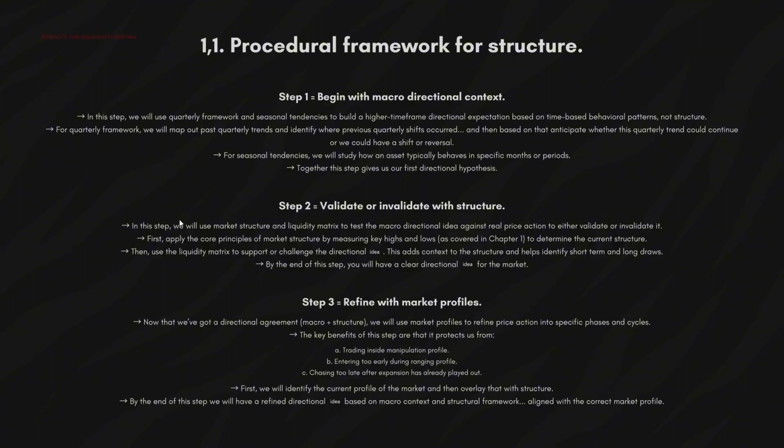Okay, and the way we do that is by, first of all, we start with the basics of market structure. We apply the core principles of market structure by measuring key highs and lows and looking at price action and seeing whether price is breaking above highs and rejecting below lows, or it's breaking below lows or rejecting above highs, which helps us determine the current market structure. And then on top of that, we overlay that structure with liquidity metrics to either support or challenge that directional idea.